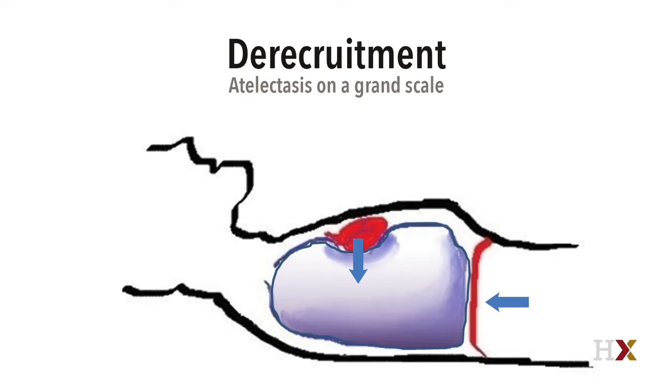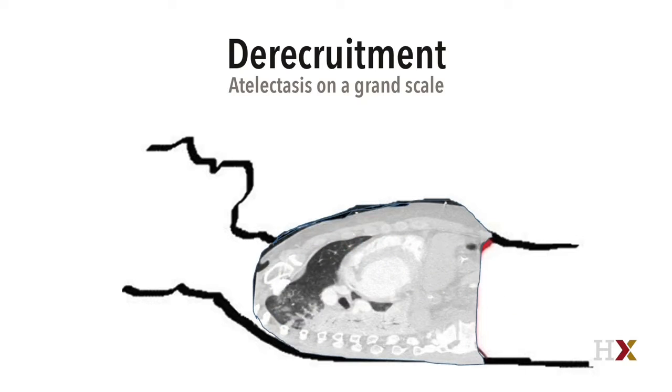And this isn't just a schematic. You can see here, this is a CT scan image of someone who is laid flat, and you can see the heart actually causing the compression, causing derecruitment behind it.